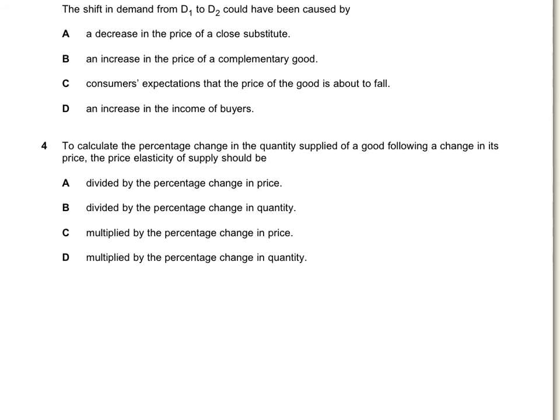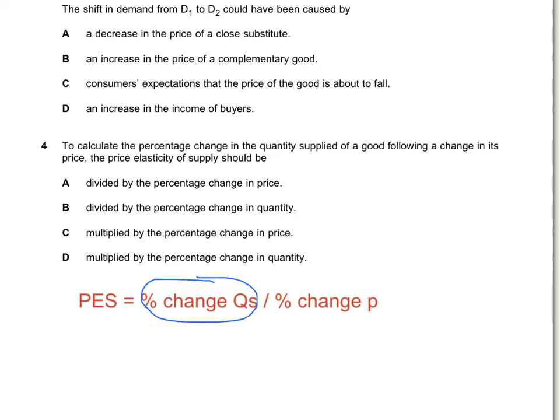Question 4 is difficult and it tests your understanding of rearranging an equation. So the difficulty is rearranging the equation without numbers. So the question says to calculate the percentage change in quantity supplied of a good, so we're trying to find out this element here, following a change in its price, the price elasticity of demand should be.